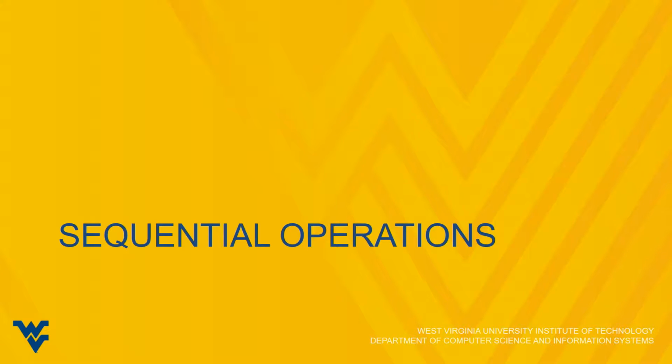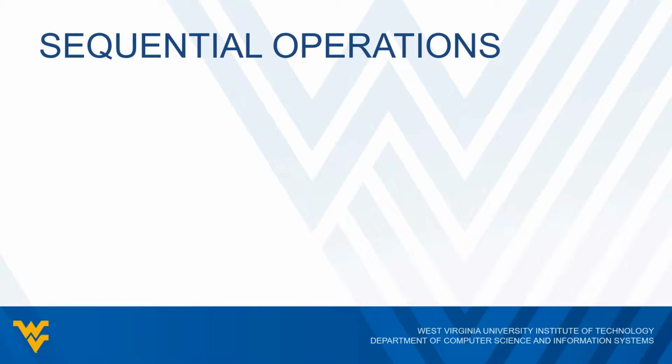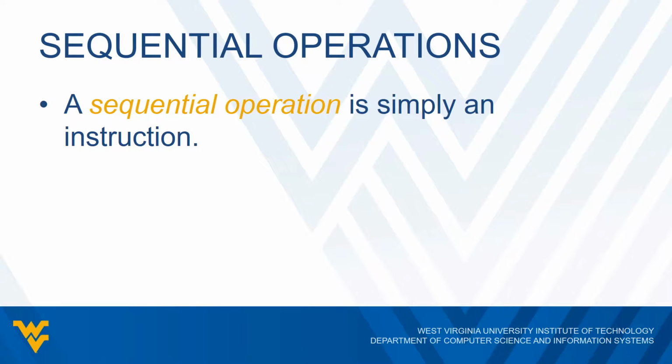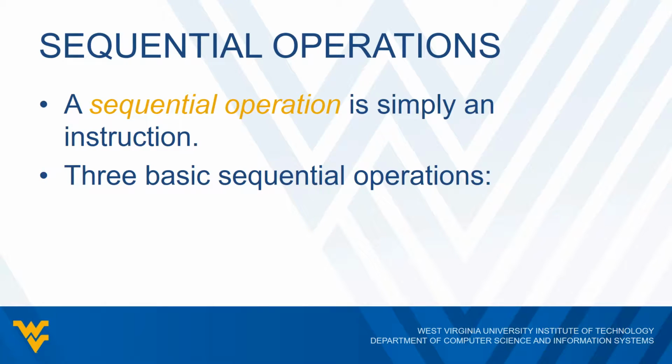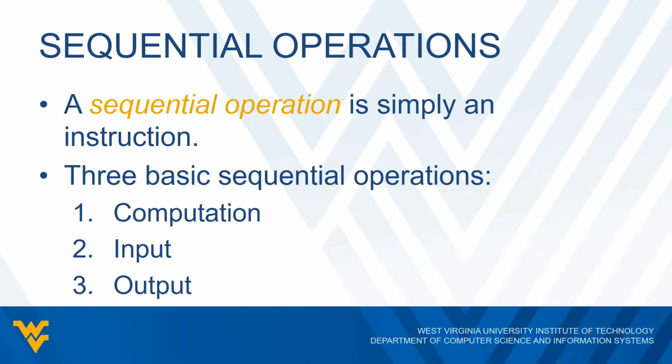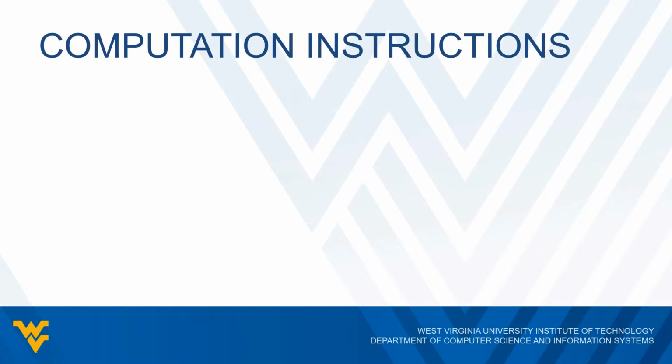We'll now discuss sequential operations, which are used when writing up algorithms. The first question we should be asking is, what is a sequential operation? Well, it's basically an instruction. That's it. And when it comes to algorithms, there are three basic sequential operations that we're going to go into more detail. So we have the computation instruction, we have input, and we have output.